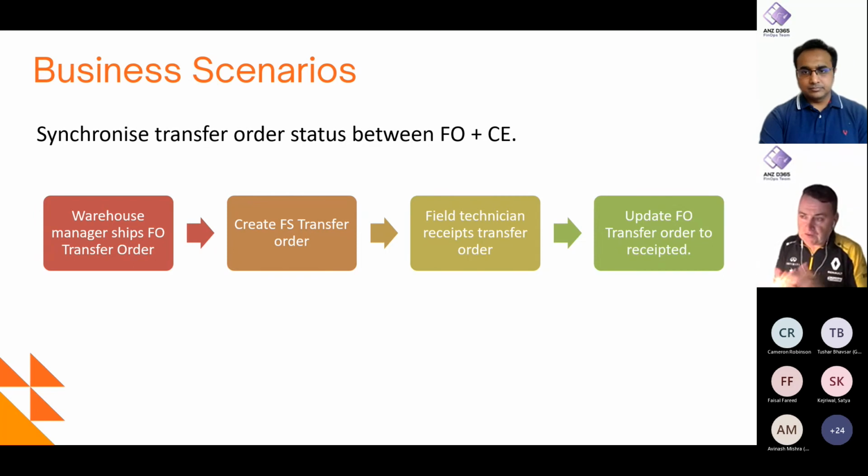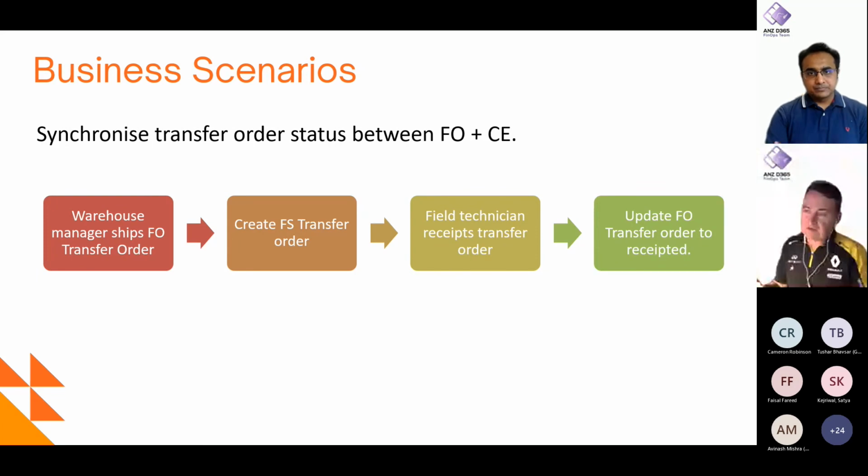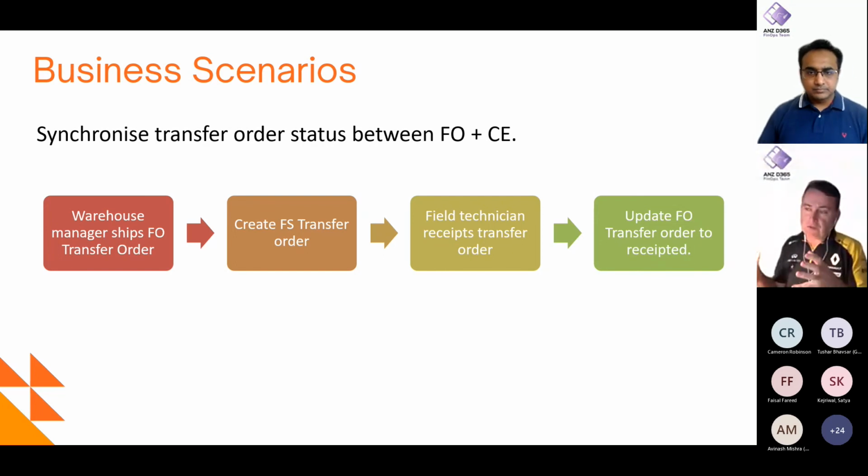That's going to create a transfer order in field service. Now the field technician will then want to receipt that transfer order, and we then need to make sure that the equivalent transfer order in finance and operations has been receipted, so that all of our inventory transactions within finance and operations are in sync with what's happening in field service. So again, this is another really practical scenario that we would be using business events to allow this to happen.